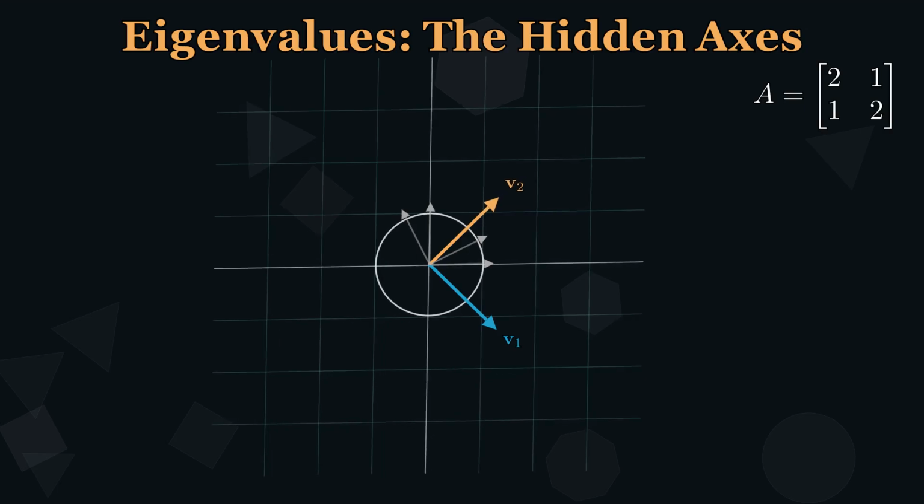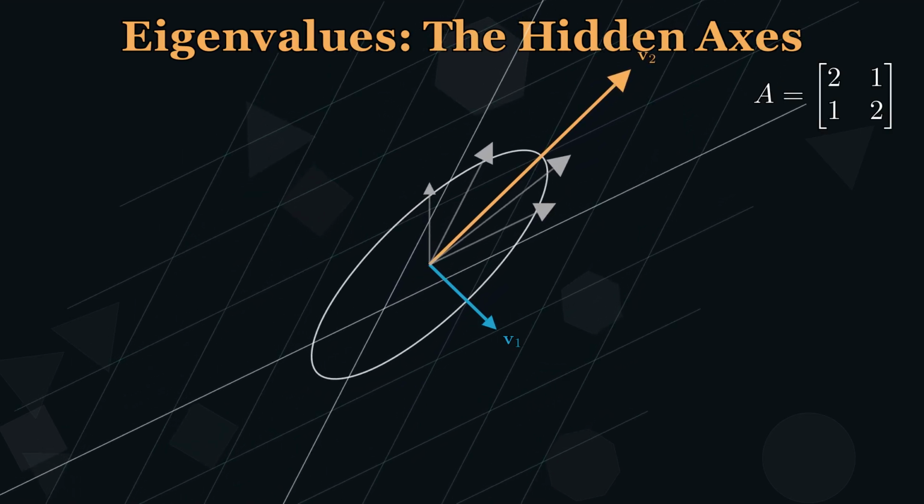The circle becomes an ellipse. The gray arrows change direction. But this blue arrow, it didn't rotate at all. Lambda 1 equals 1. It stayed the same length. And this gold arrow, same direction, but 3 times longer. Lambda 2 equals 3. These unchanging directions are called eigenvectors. The scaling factors are eigenvalues.